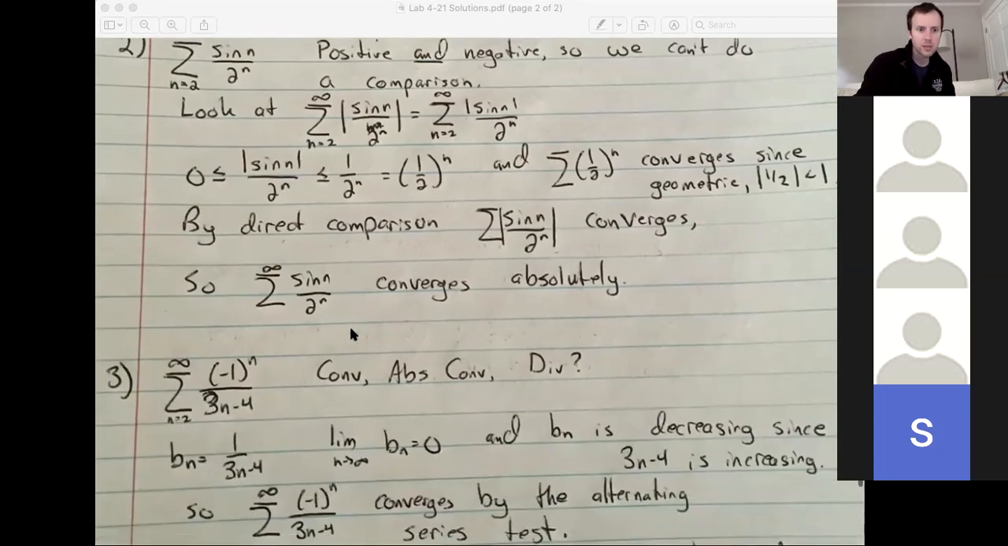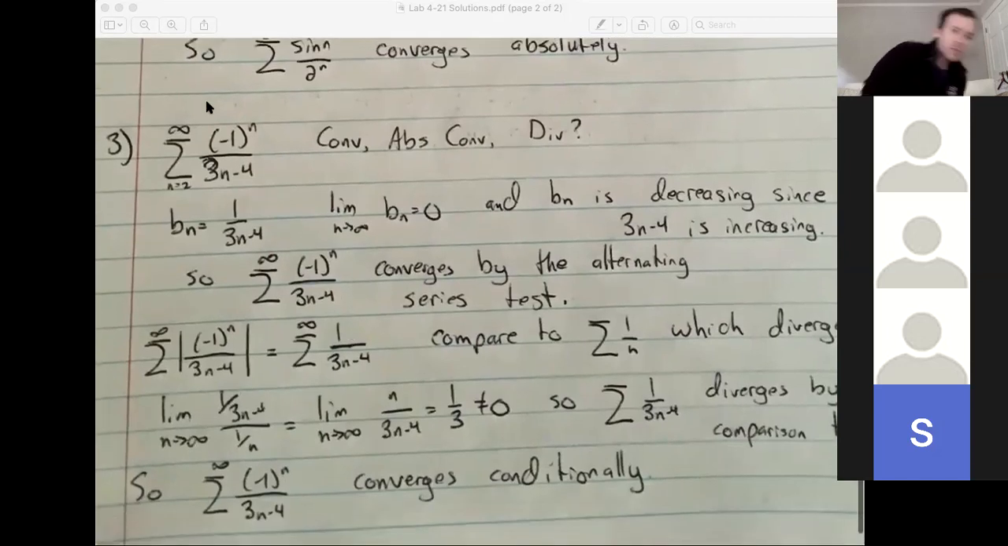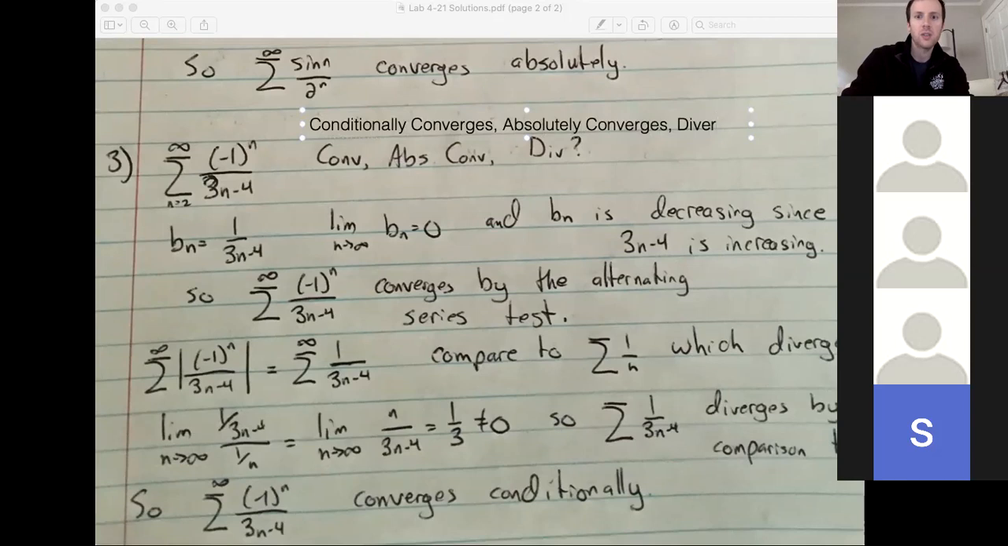So let's talk about the next one. This problem is saying here's a series, and since it's positive and negative, there are really three possibilities for classifying this. And I left one of the words out. You can say that it conditionally converges, absolutely converges, and then diverges.